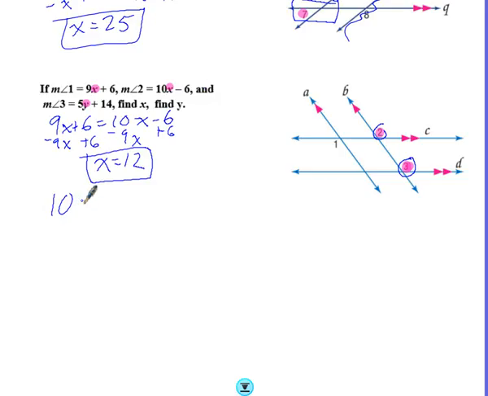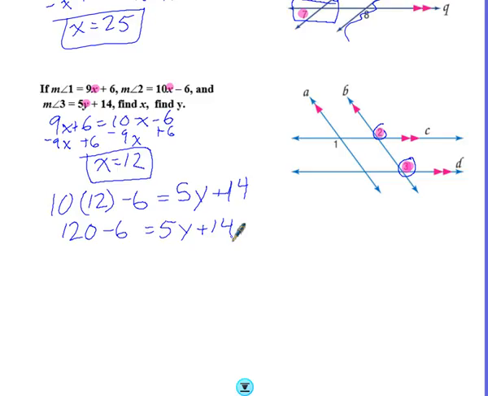So that would be 10x, but we know now that x is 12. And we can set that equal to 5y plus 14. So now we can go through and solve this problem. So 10 times 12 gives me 120. When we simplify this, we get 114 equals 5y plus 14. Subtract 14 from both sides, we get 100 equals 5y. And when we divide both sides by 5, we get y is equal to 20.